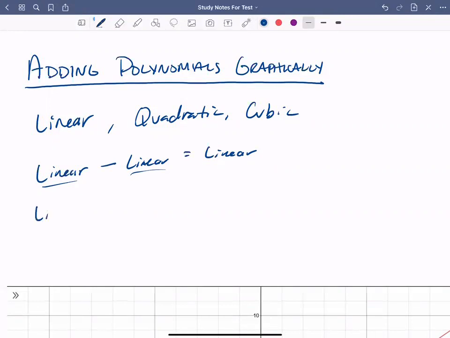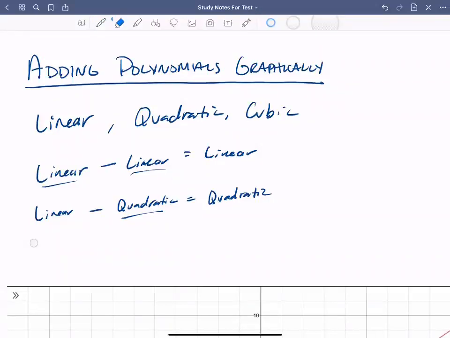If we take a linear plus a quadratic, we ask which one's the higher power, the linear or the quadratic? In this case, it's the quadratic, so we'll get back a quadratic. Same thing if I was to change it to subtraction. Same exact thing. That doesn't change.